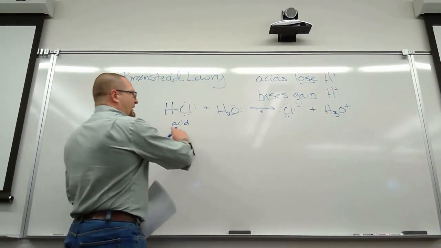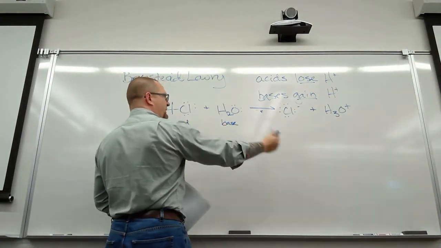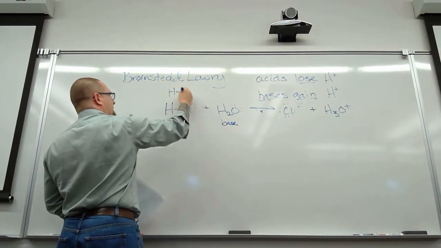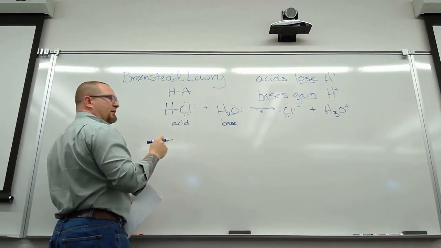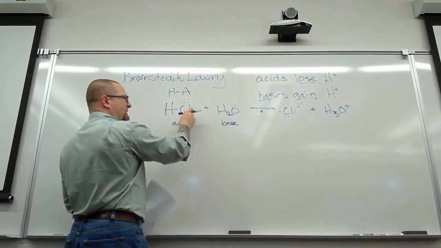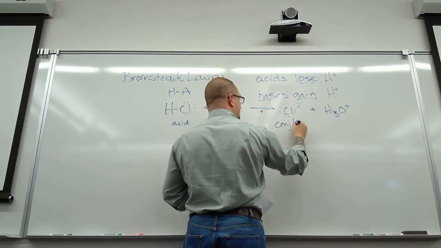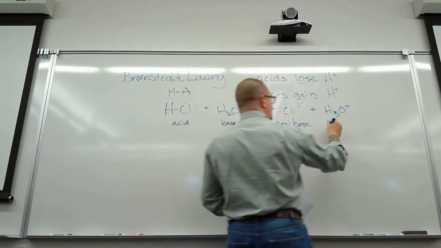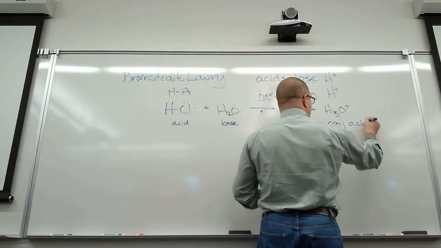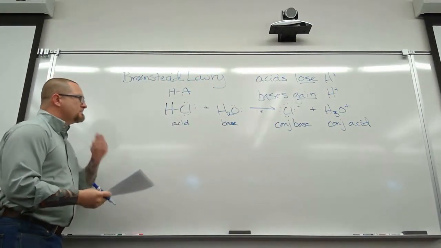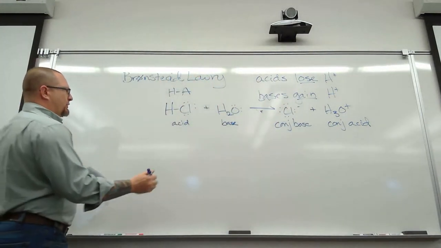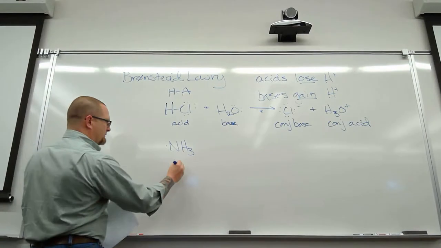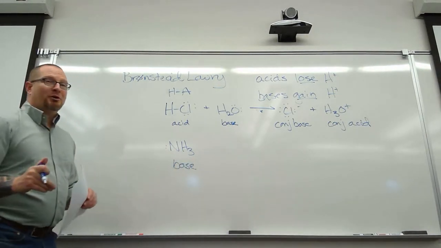This is our acid for the reaction. This will behave as our base. These are basic definitions, because this is generalizably representative of an acid and its conjugate, this will become our conjugate base to our acid, and this will be our conjugate acid to our base. Conversely, we could have something like ammonia, which is, in water, a base.